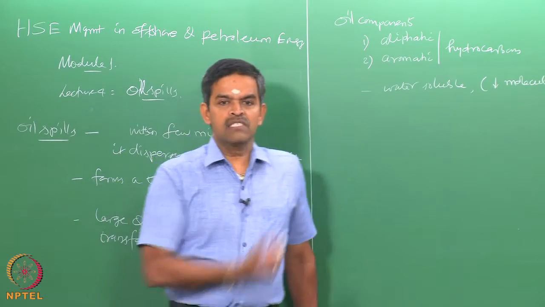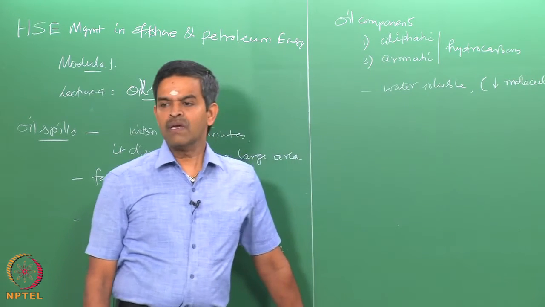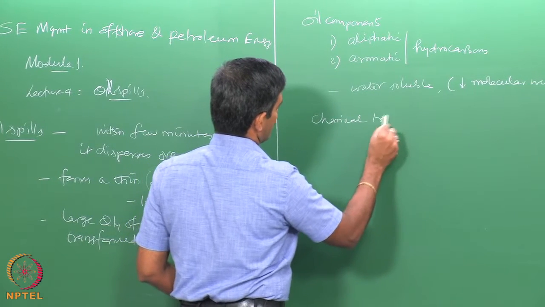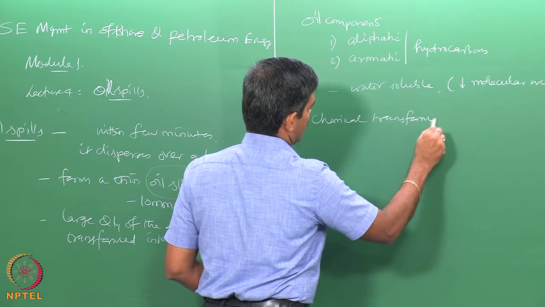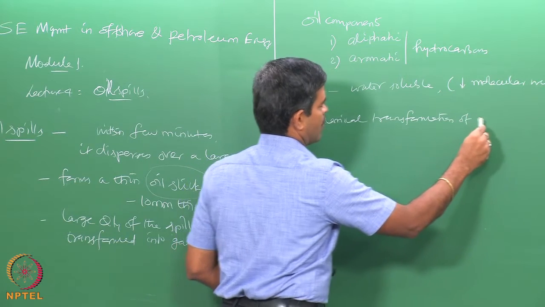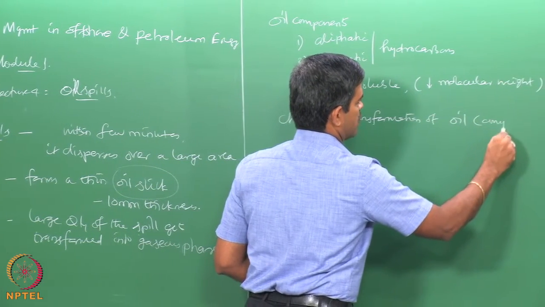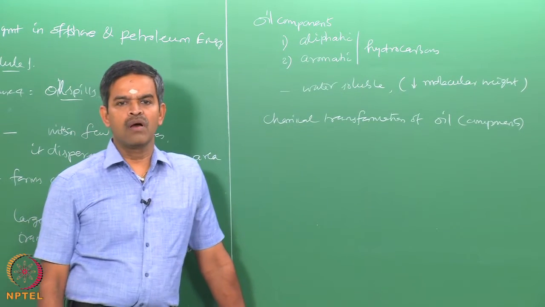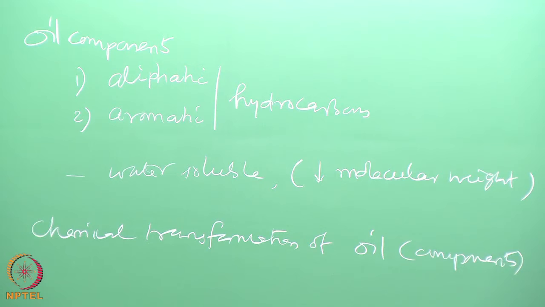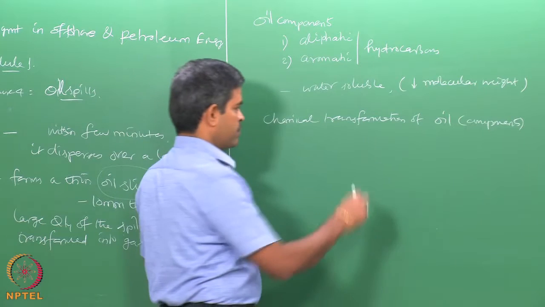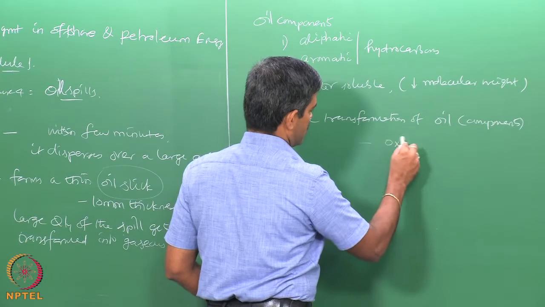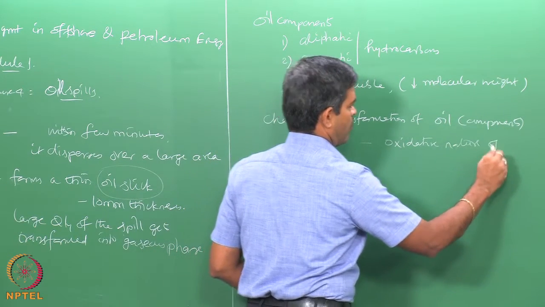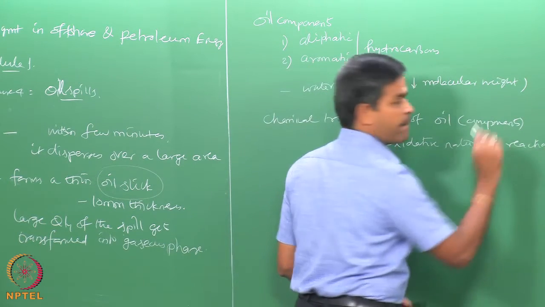Talking about the next stage, this is a physical stage. The next stage could be a chemical transformation of oil. I should also say oil and oil components. The chemical transformation of oil on the water surface results in an oxidative nature of reaction.